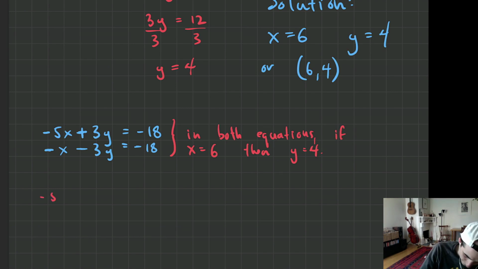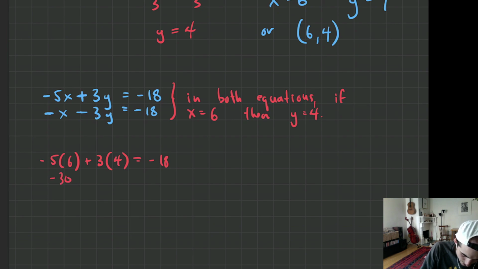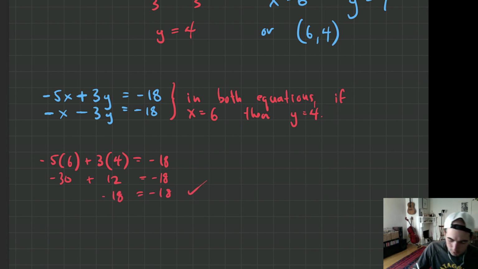So negative 5 times 6 plus 3 times 4, let's see if that's equal to negative 18. Well, negative 30 plus 12, is that equal to negative 18? Yes, it is. I've got negative 18 equals negative 18. Give myself a check mark.